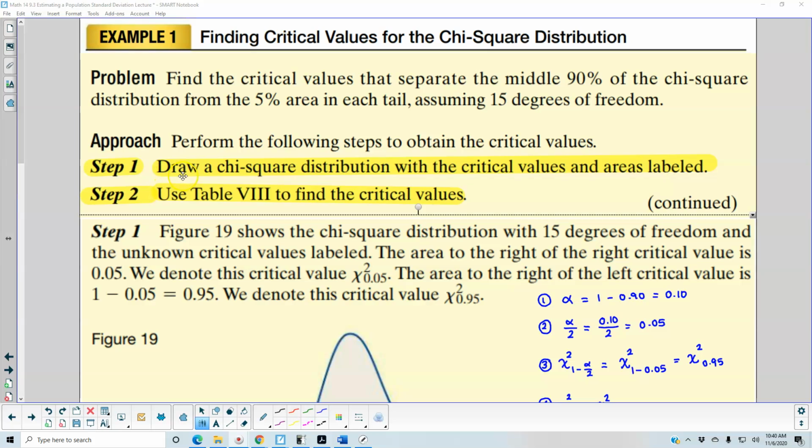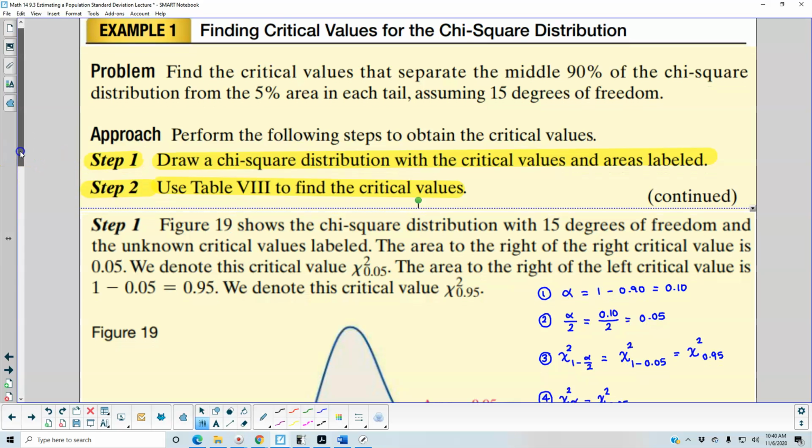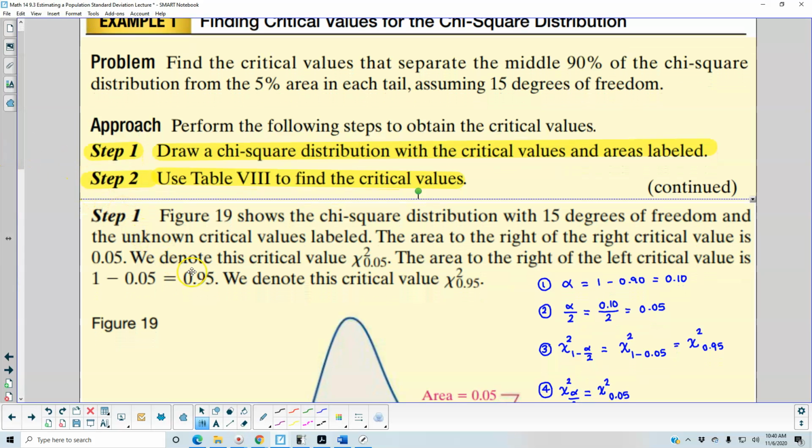Step 1, we draw a chi-square distribution with the critical values and areas labeled. Step number 2, then we're going to use the table to find the critical values. Now, first things first, in step number 1, you can see in figure 19, it's going to show us the chi-square distribution with 15 degrees of freedom and the unknown critical values labeled.